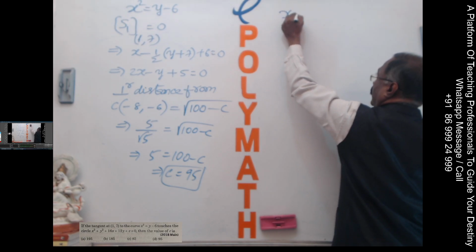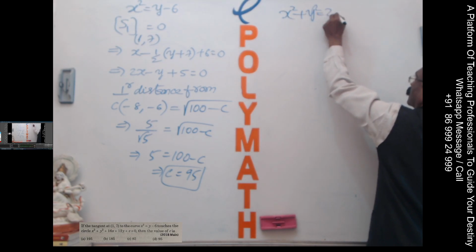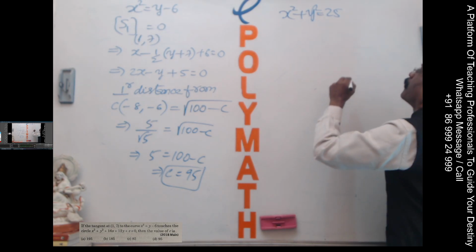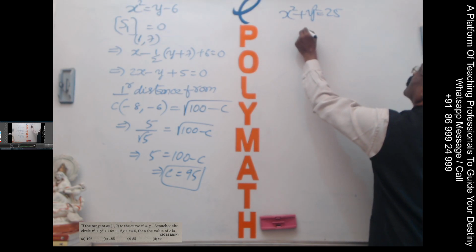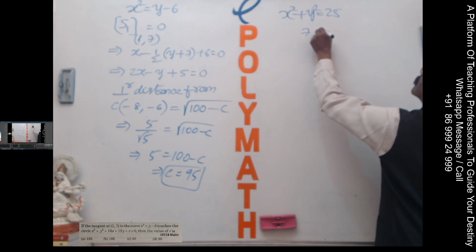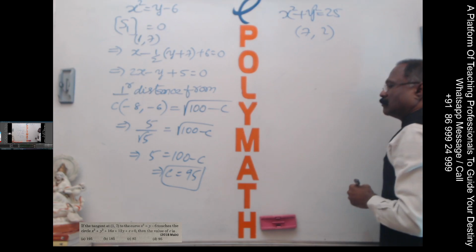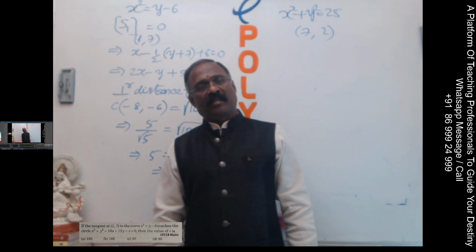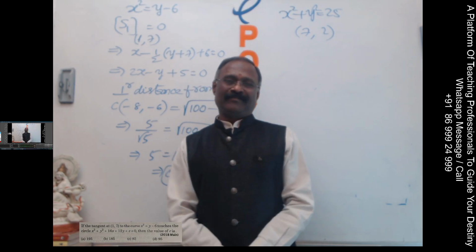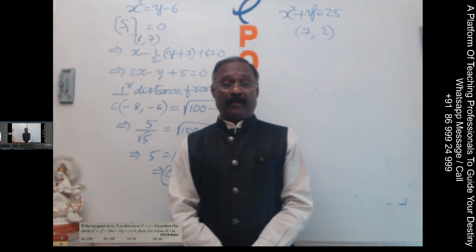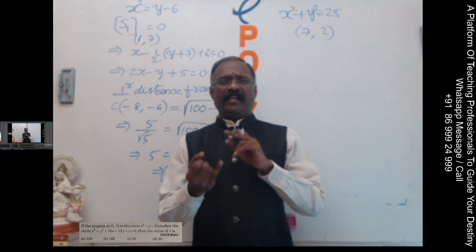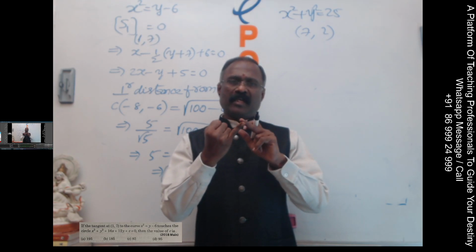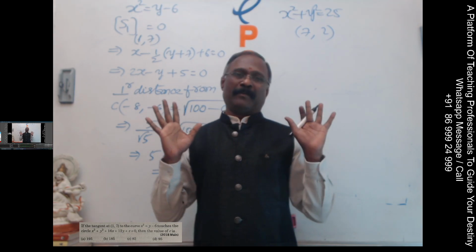For example, I have taken a circle equation x square plus y square equal to 25. Now I have taken a point which is 7, 2, just for example's sake. Now how do you recognize whether 7, 2 is lying inside the circle or outside the circle? S11. If S11 is greater than 0, point lies outside. If S11 is equal to 0, point lies on. If S11 is less than 0, point lies inside. It is common for circle, parabola, ellipse, except for the hyperbola.